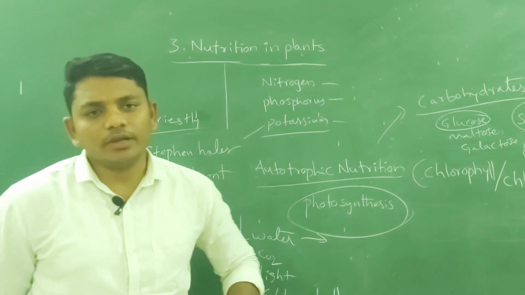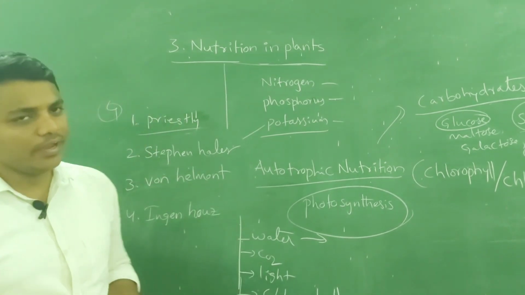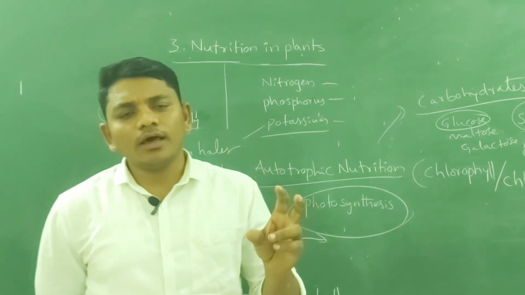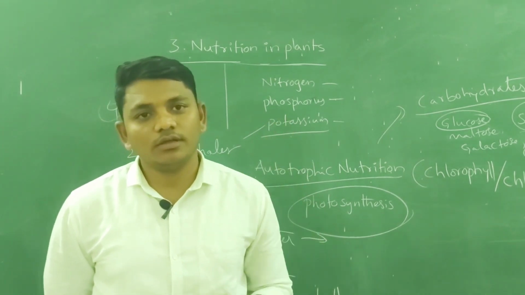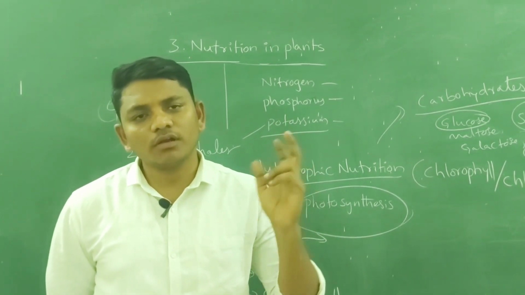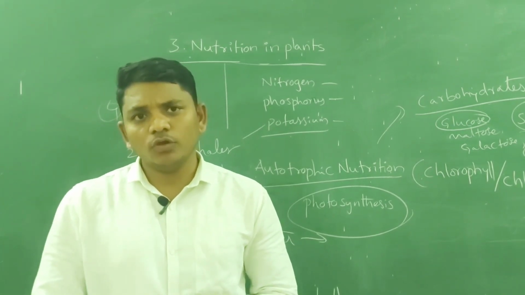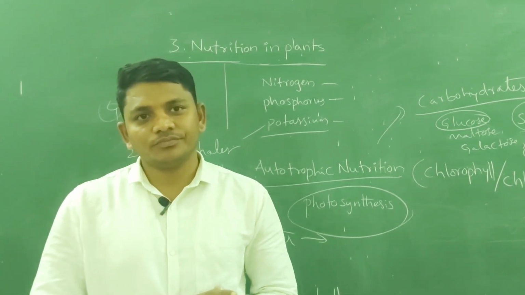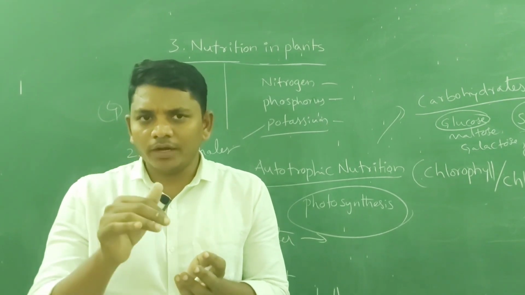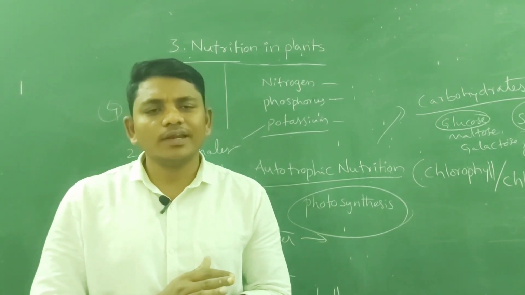Stephen Hales is the second person in our lesson. Stephen Hales said that leaves are a part of transpiration. Transpiration is nothing but loss of water from the plant through evaporation. So, loss of water from the plant through evaporation is called transpiration.